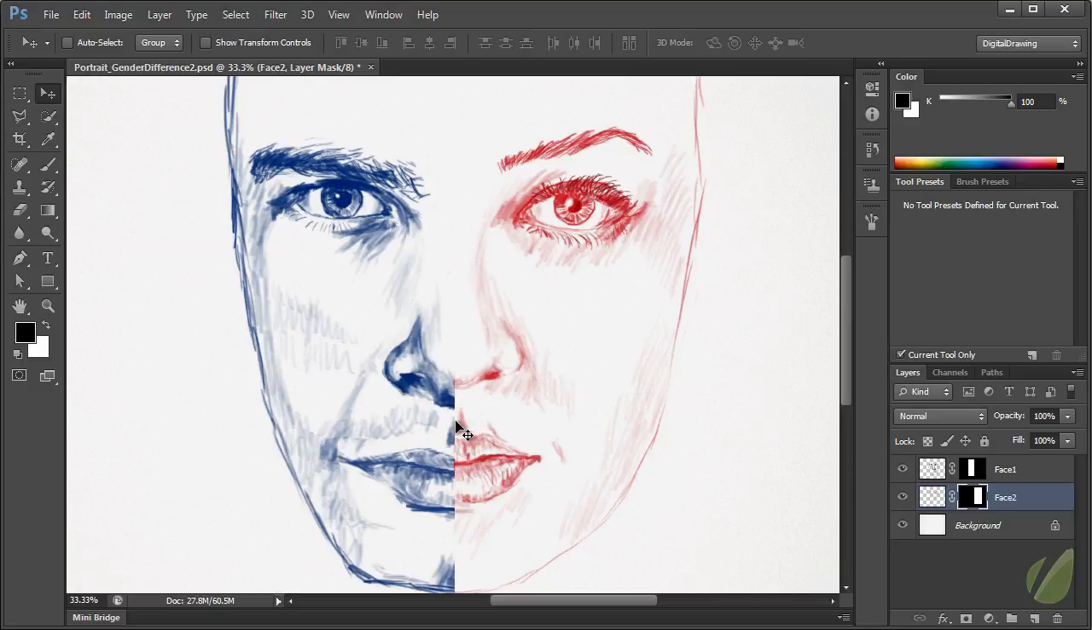Now, the overall features of the face will be a little more compressed with a woman. That's why the noses and the lips aren't quite lining up here. The man's face is going to be slightly larger because the head is slightly larger. So that's why these aren't exactly lined up.